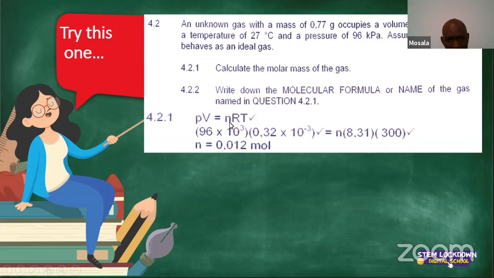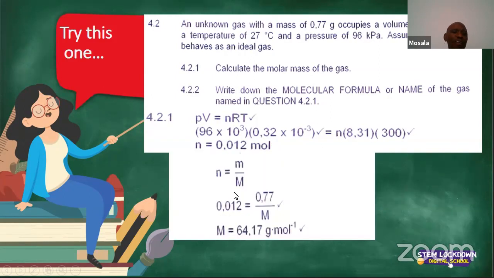And then n is the number of moles, and this is what we are looking for. R is the general gas constant. And then temperature is 27. I've said that you should always work in Kelvin scale. So to move from degrees Celsius to Kelvin scale, you have to add 273. So 27 plus 273 is 300. So this is where the 300 is coming from. And then you'll get your n to be 0.12 mole.